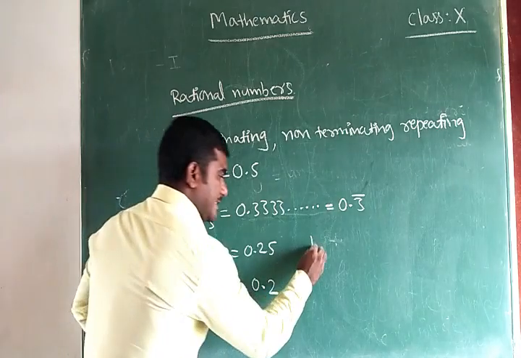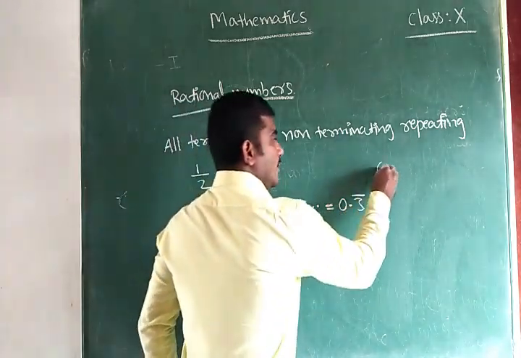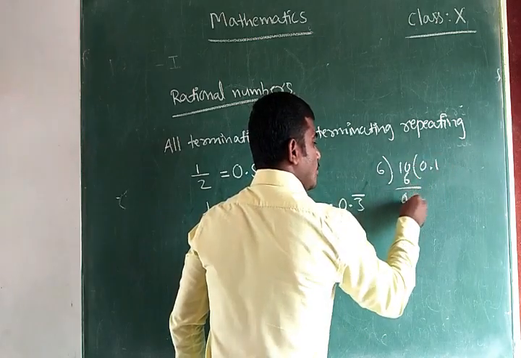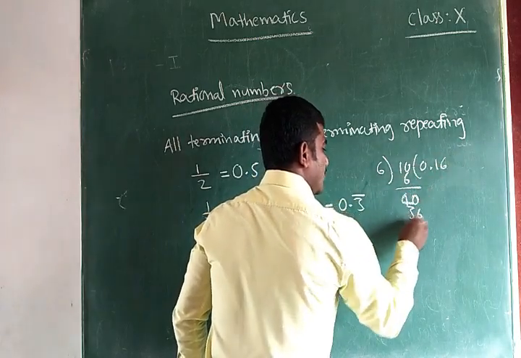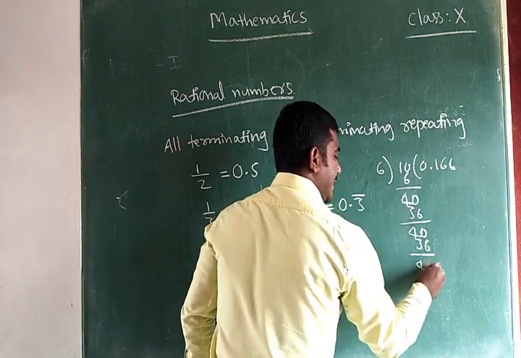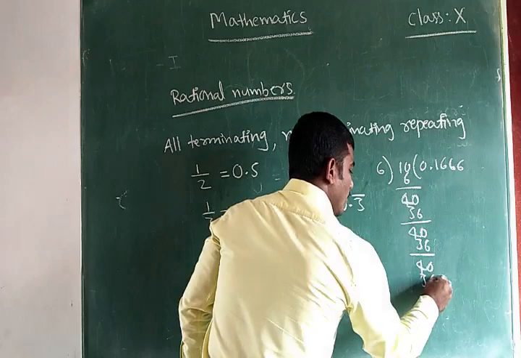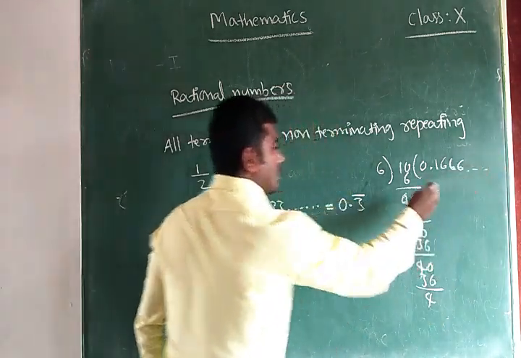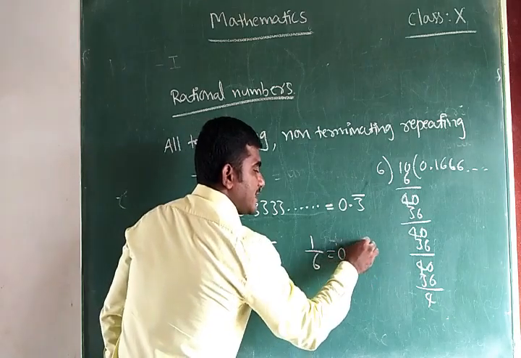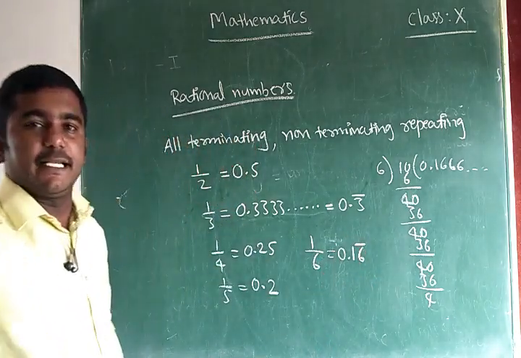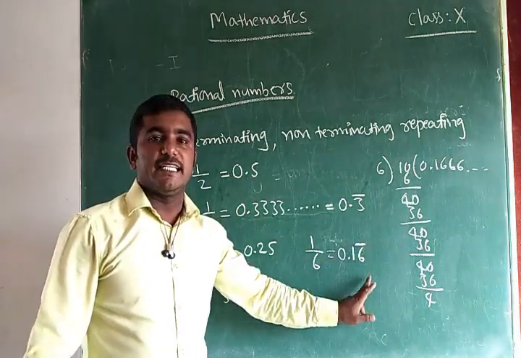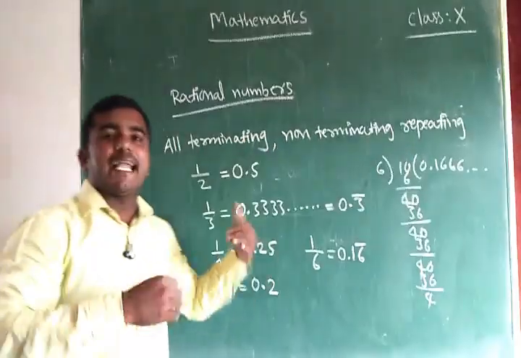Suppose you take 1 by 6. If you take 1 by 6, what is the value? 6 ones are 6, 4 0; 6 6s are 36, 4 0; 6 6s are 36, 4 0. Like this it is continuing. Again 6 6s are 36, 4. See, it is continuing or not? So what is the answer? 1 by 6 is 0.16666, which means 6 bar. 6 is repeating here. So 1 by 6 is nothing but 0.16 bar, with 6 repeating.